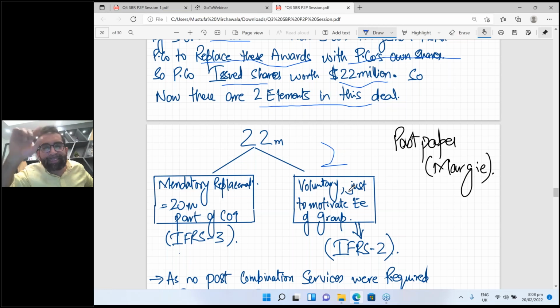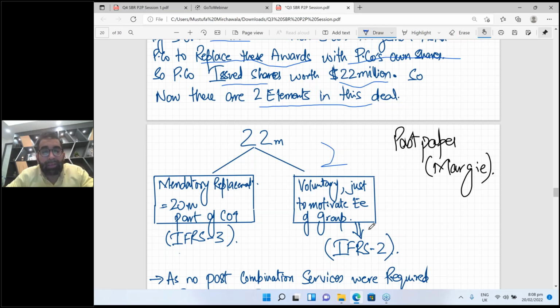Just recall the old things. The remaining 2 million the parent company gave to motivate the employees of S company so that they give good service to the group. Yes, this is in the scope of IFRS 2. So 20 million will be part of COI, and the remaining 2 million will be IFRS 2.